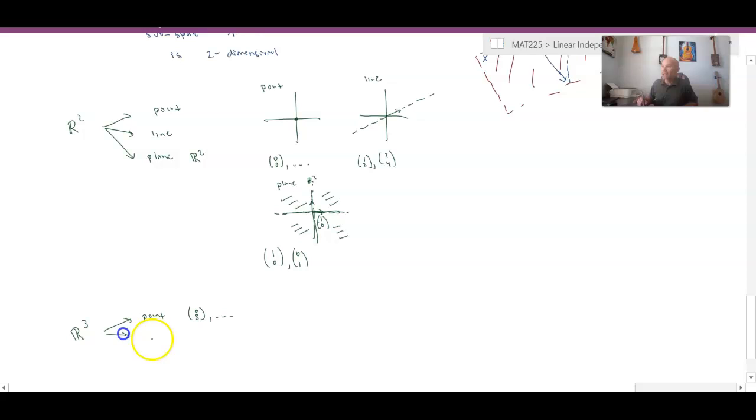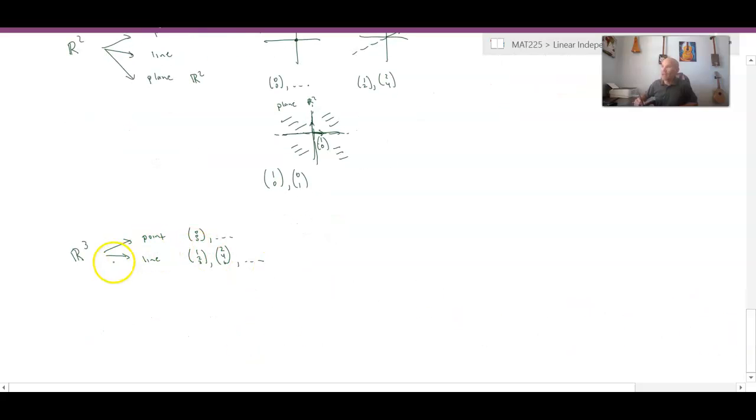How do we span a line? Well, to span a line means I have just one vector, or just a bunch of multiples of that same vector, right? These are on the same line. I could also span a plane, but the thing is, that plane is not R2, right?